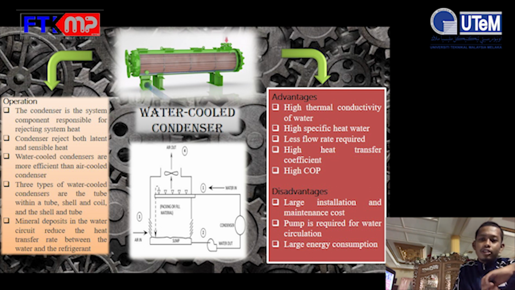How about the advantages and disadvantages of this condenser? The advantages are the high thermal conductivity of water and high specific heat of water. Third, less flow rate is required, and a high heat transfer coefficient. And lastly, high COP. The disadvantages of this condenser: large installation and maintenance costs, a pump is required for water circulation, and large energy consumption.